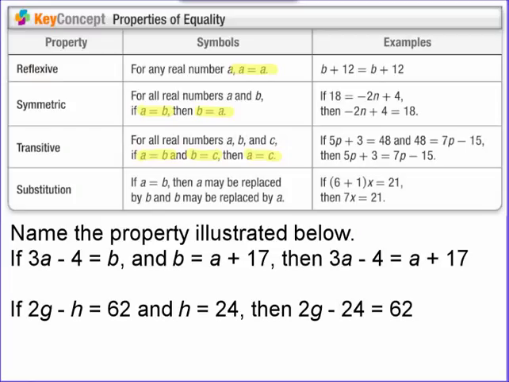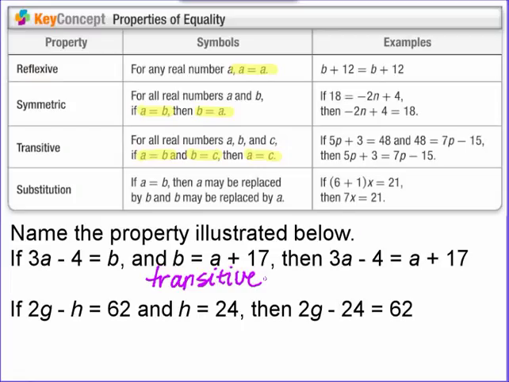All right, so let's look at this next one. It says, name the property illustrated below. 3A minus 4 equals B, and B equals A plus 17. Then 3A minus 4 equals A plus 17. So let's look at what I did. This equals this, this equals this, this equals this. So what is that going to be? Transitive, good. Now, some other people argue that that could be substitution. It's really transitive just because it fits transitive so much better.